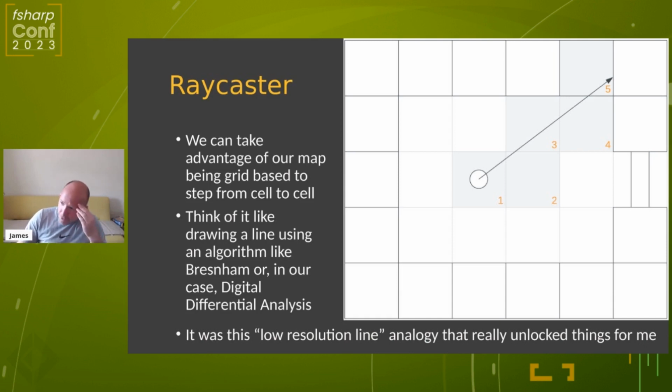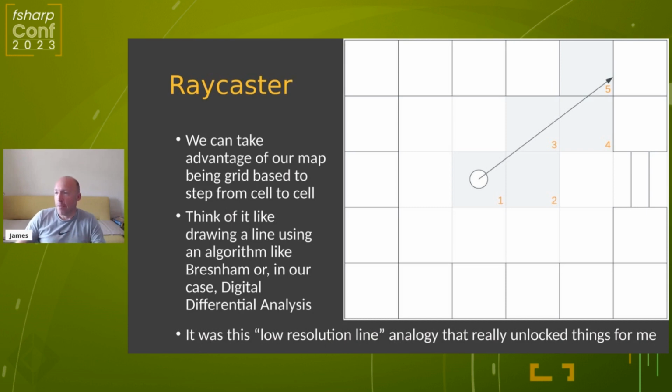For me, I really struggled to conceptualize at first what was going on. But when I realized that I was drawing a low resolution line, it all suddenly started to make sense. I thought, oh, I get this now. Right, okay, this is a line drawing algorithm, and there's Bresenham, there's DDA. Wolfenstein uses DDA, which is what I've used here. There's lots of ways you could do this, but it's not complicated.